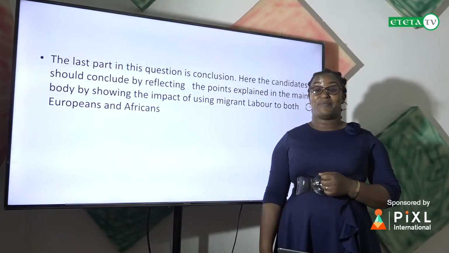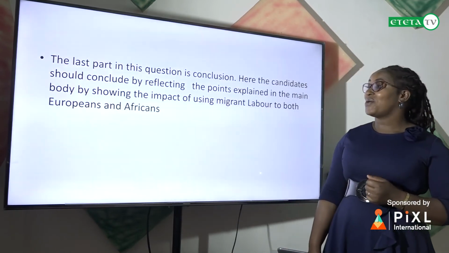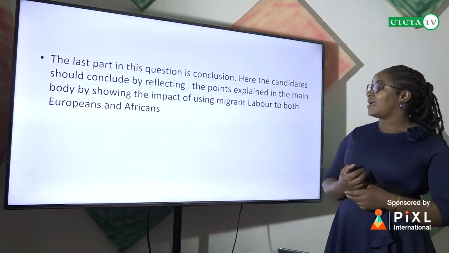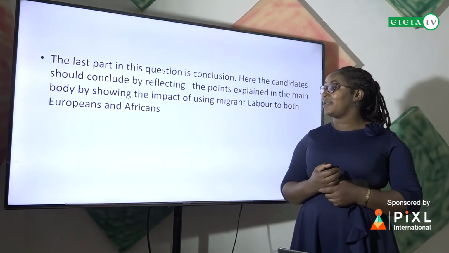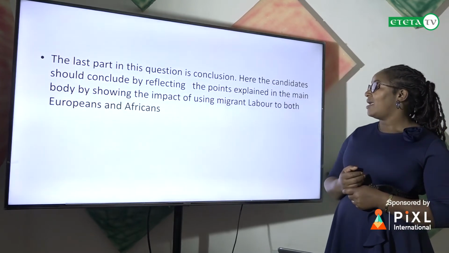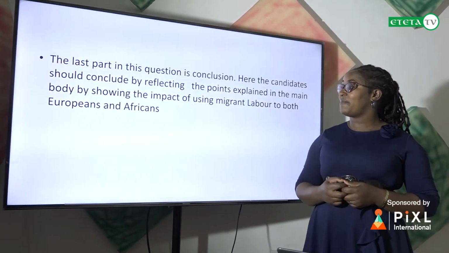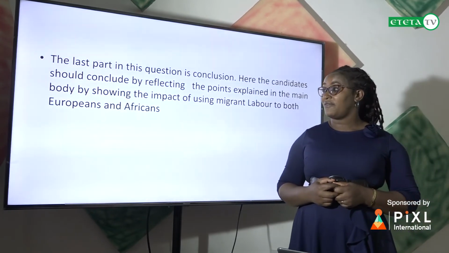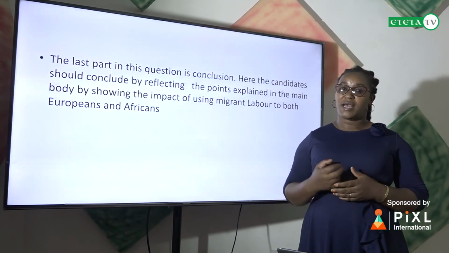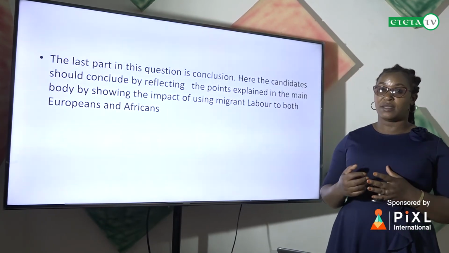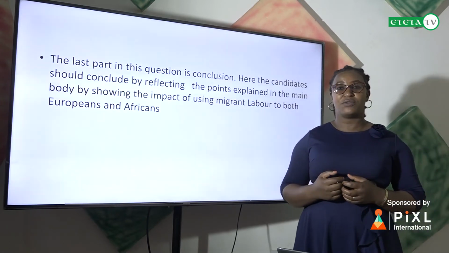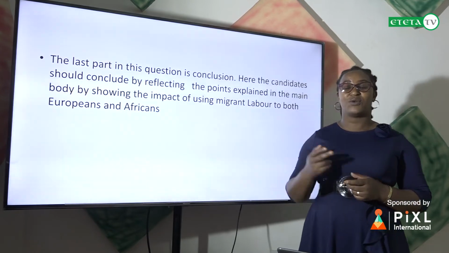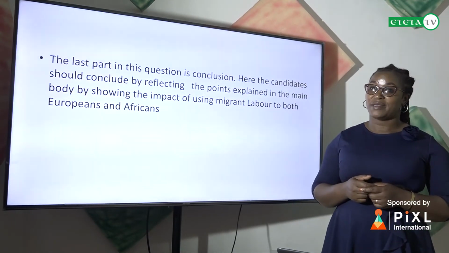That was the main body, and now we are going to see the last part under this question, which is the conclusion. Here the candidates should conclude by reflecting the points explained in the main body by showing the impact of using migrant labor to both Europeans and Africans. The candidate is required to see what the effects of using those migrant laborers were, and the effects should be seen on two sides, the side of Africans and the side of Europeans.